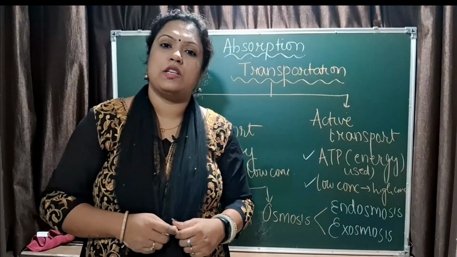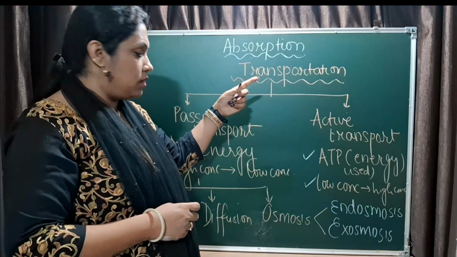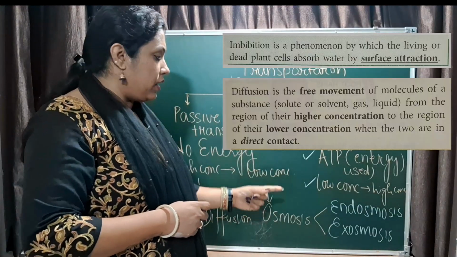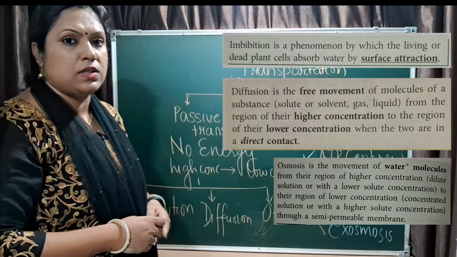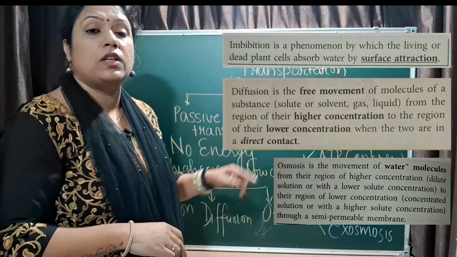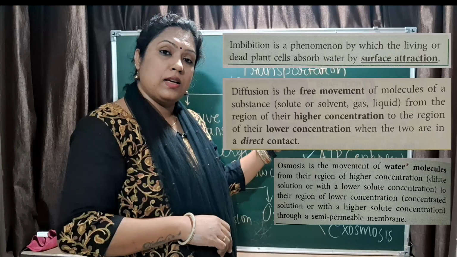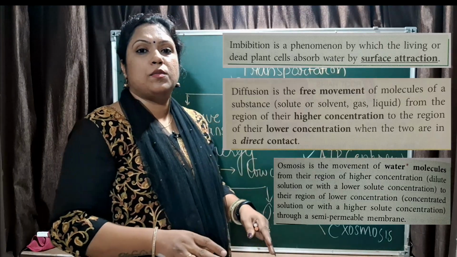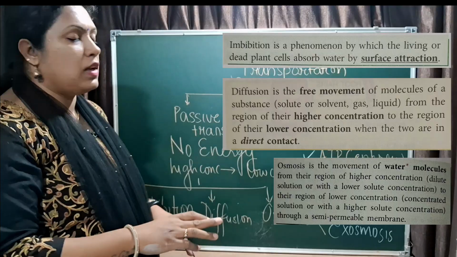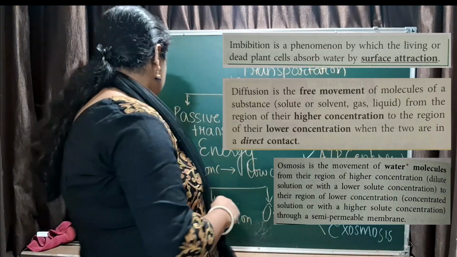The definitions of these terms, that is imbibition, diffusion, and osmosis, are given. So make a note of it, children, it will be easier. You can pause the video and take a screenshot. The definition should be written as it is. The way I have written it, you have to write the definition as it is in the board examination. So this is done. Let me clear the board.